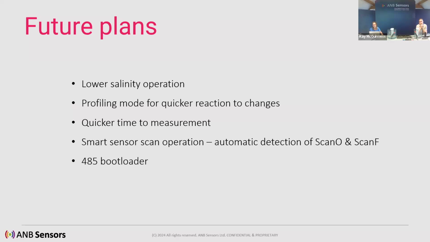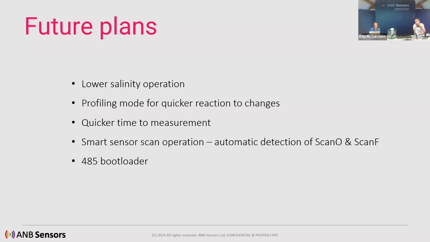So the next ones that are planned, that are coming very soon, are a lower salinity operation. Yeah. So do you want to talk about that? So currently our cutoff is now 0.3 ppt. In the next 3 weeks, we're releasing a firmware that takes it down to 100 microsiemens per centimeter conductivity, around 0.05 ppt. So that's a good step forward. Within that firmware, there'll be a profiling mode to give a quicker response to pH changes within a solution, which is really good for profiling customers.